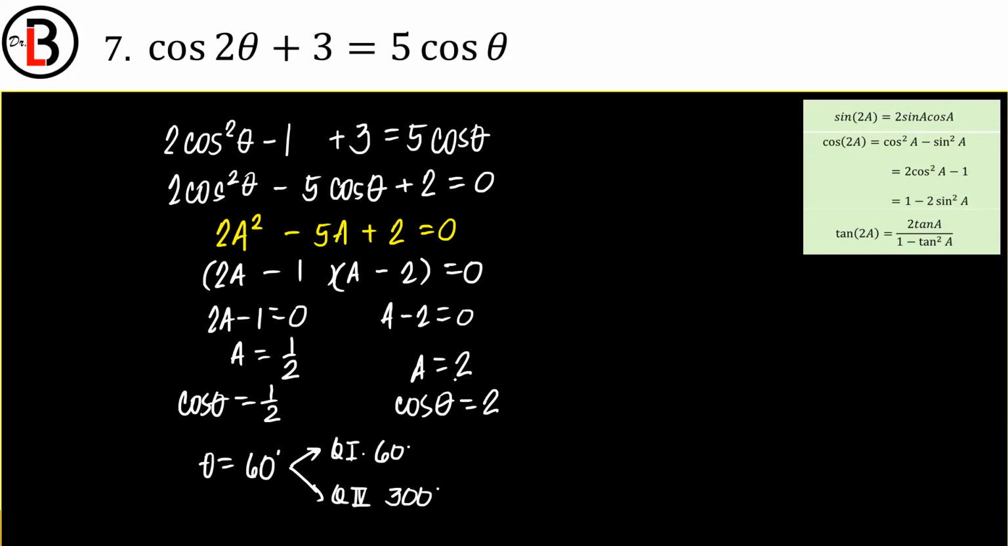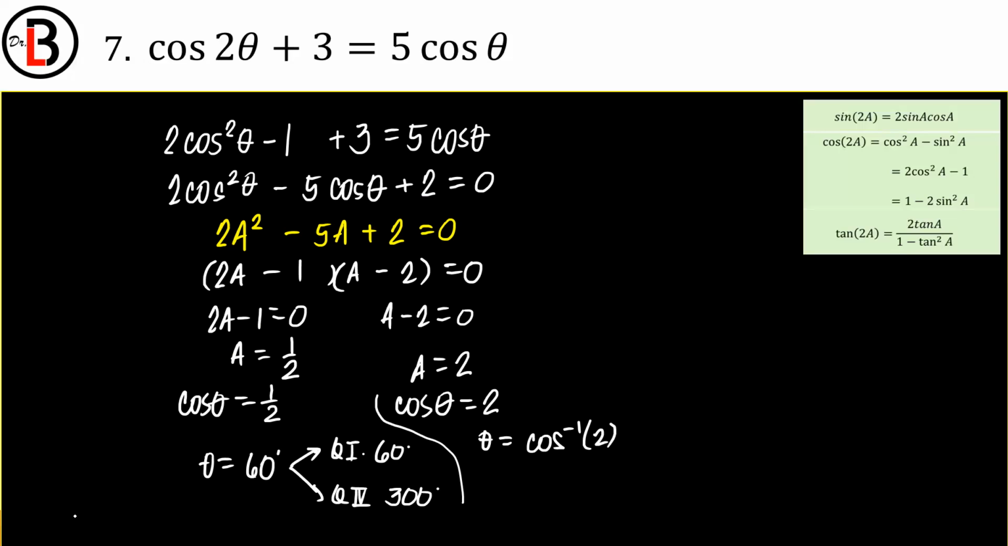And then here, it says cosine theta is equal to 2. If you press in the calculator theta equals the arc cosine of 2, you will get an error, because cosine theta will only be from negative 1 up to positive 1. And what you have here is positive 2. It's way beyond the range.